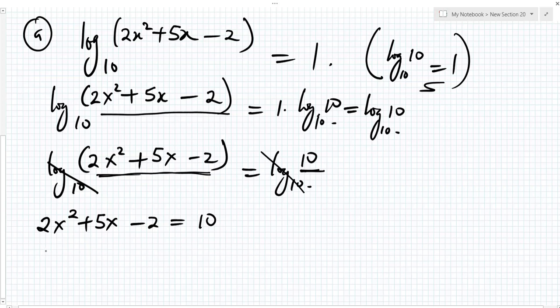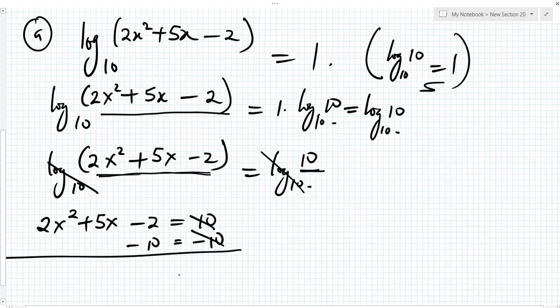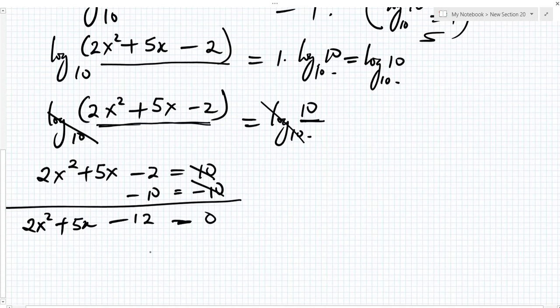So now what I will do is add minus 10 to both sides of the equation. So this will cancel out. We'll be left with 0. So you have 2x² + 5x − 12, because minus 2 minus 10 is minus 12.